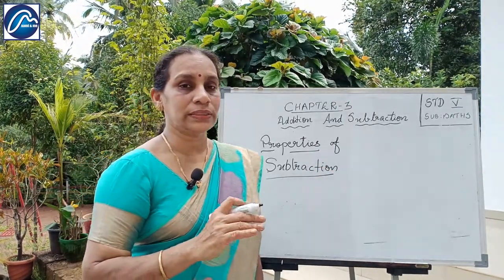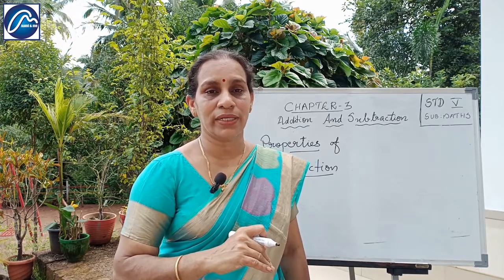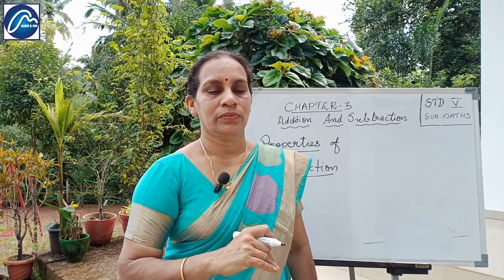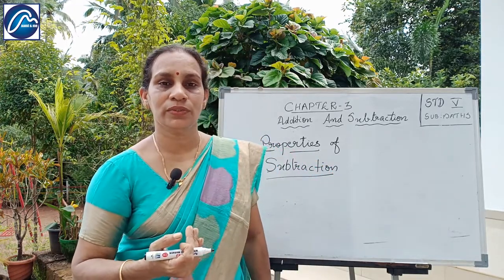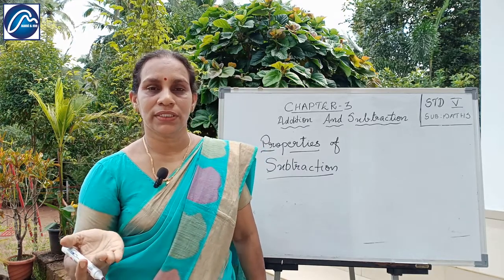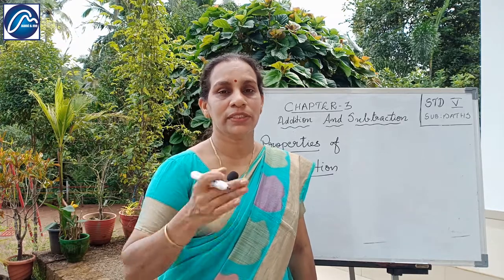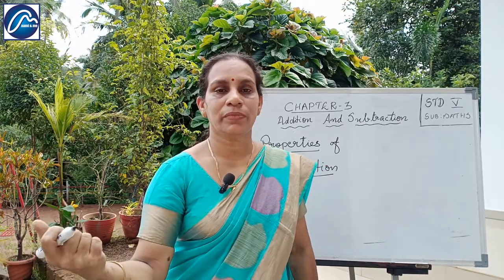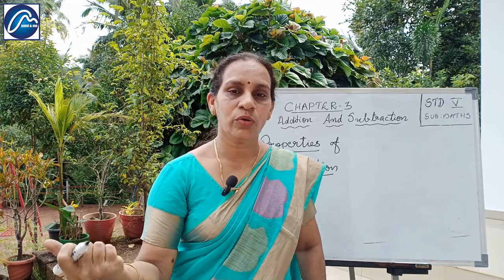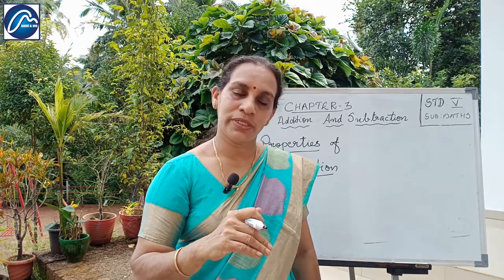When you are subtracting a number from the same number, you will get 0 as the answer. For example, 3 minus 3 is 0, 10 minus 10 is 0, 99 minus 99 is 0, 1000 minus 1000 is 0, 458 minus 458 is 0. Same number you are subtracting, that means you are taking away the same number. From the whole, you are taking the whole and you will get the result as 0. Okay.